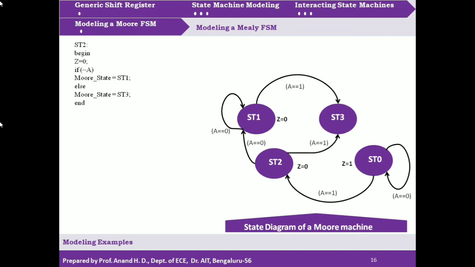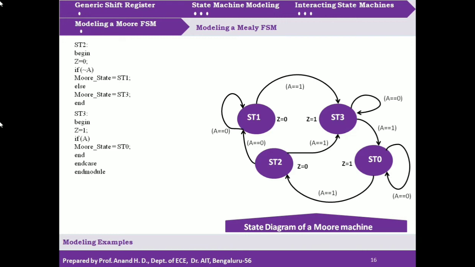Okay, and the remaining and final state is state 3. Here, irrespective of the input, output z is equal to 1, and if A is equal to 1, that is if input is equal to 1, there will be a state transition from state 3 to state 0. Else, that is if input is 0 in state 3, then it remains in the same state. Okay, so this is the example for Moore FSM.